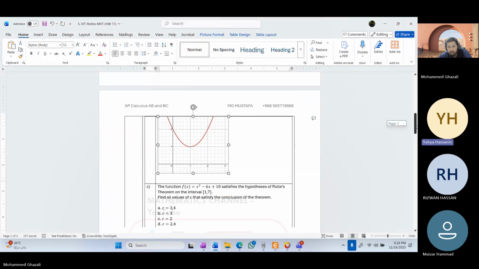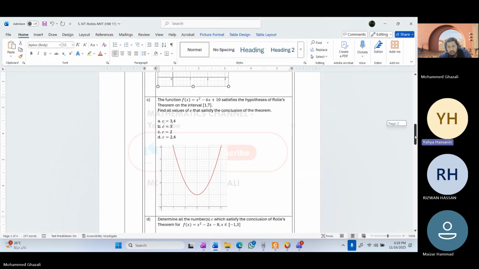Just a quick question. During the AP exam, will they give us a formula sheet or no? There is a formula sheet. Okay, good. Wallahi, there isn't. There's no formula sheet.